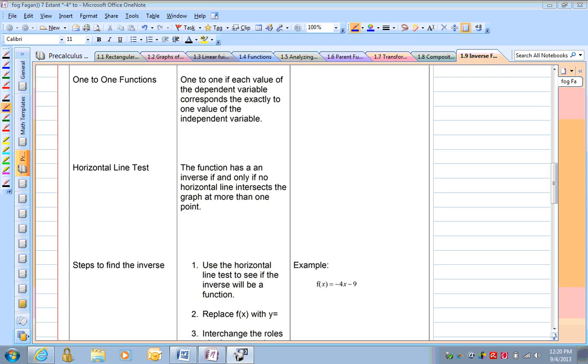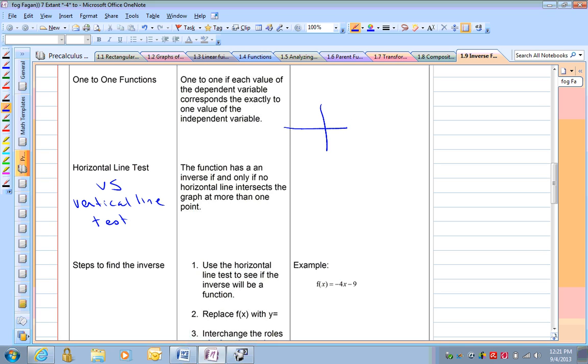Horizontal line test. This can test not only if something is a function, but we're going to test if the inverse is a function. We're going to talk about horizontal versus vertical line test, which is the one you're familiar with. Okay, so let's take a look at two quick sketches.